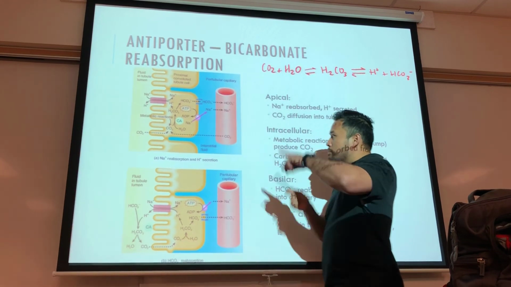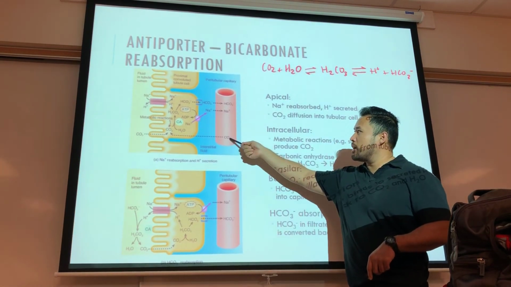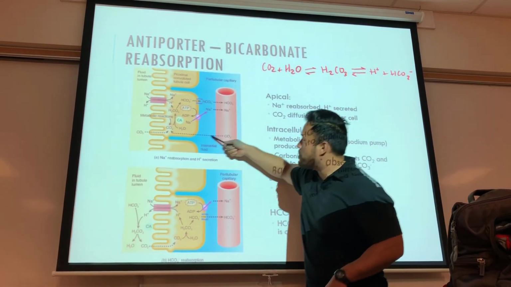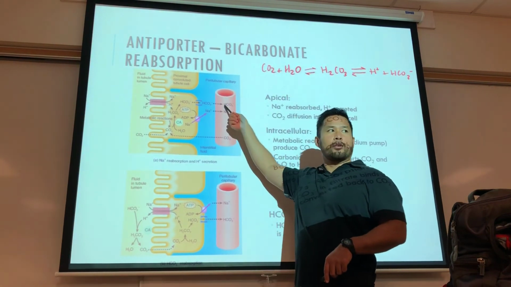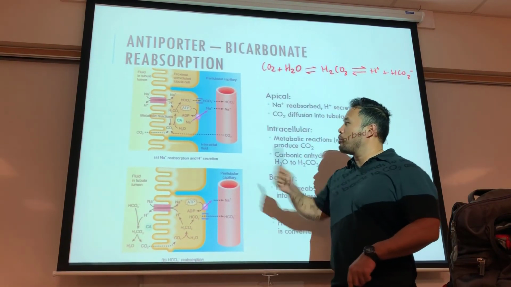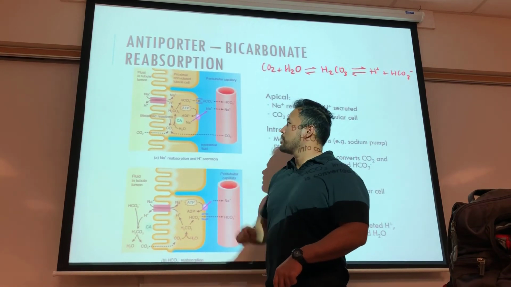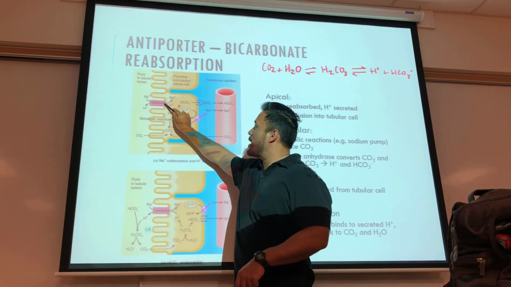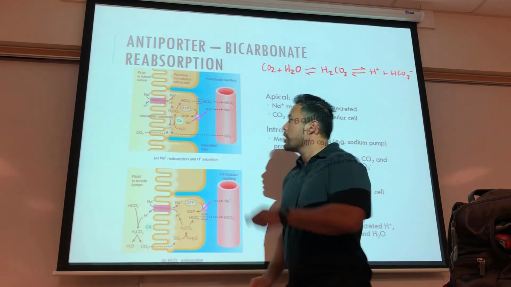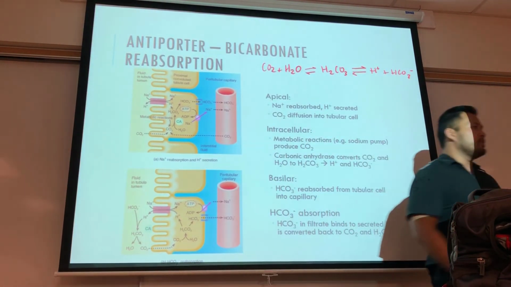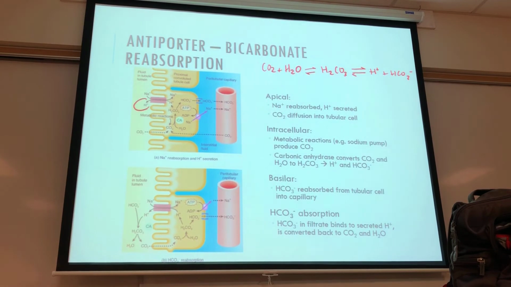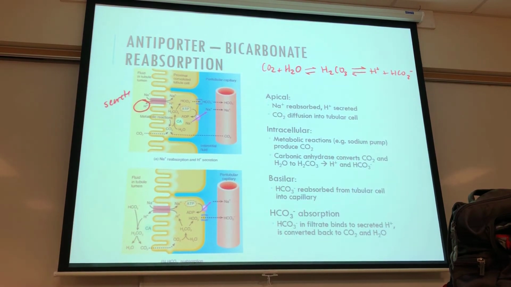So that should make sense. If I've got a lot of CO2 in the blood, I've got a lot of hydrogen ions, what better way than to pump bicarb back into the capillaries? Now what happens with that excess hydrogen ion that we split from that carbonic acid? That hydrogen ion then gets pumped out through the antiporter and gets secreted back into the tubule.